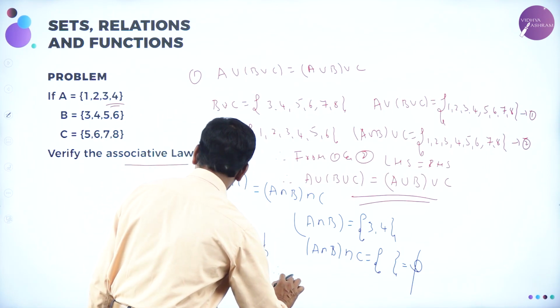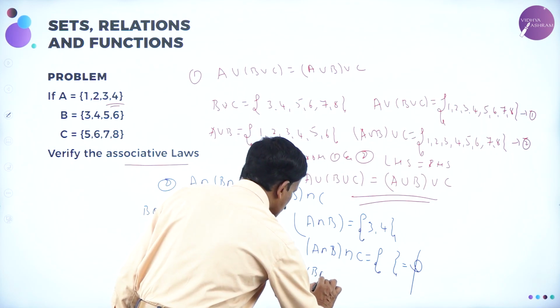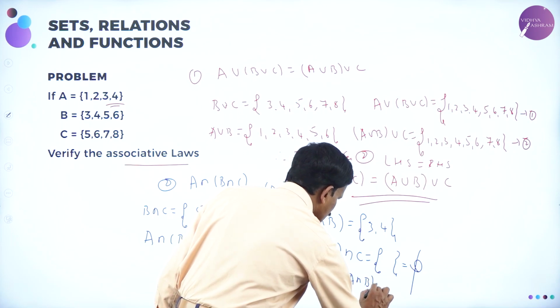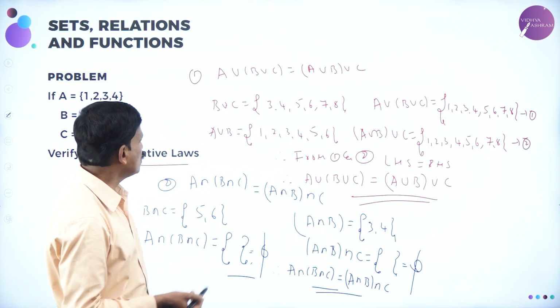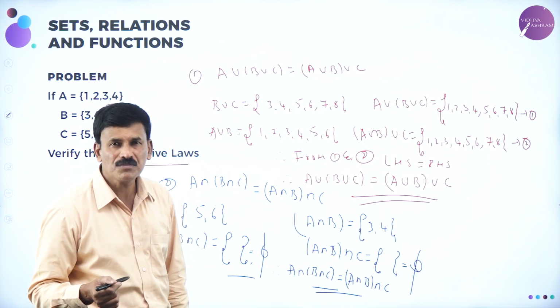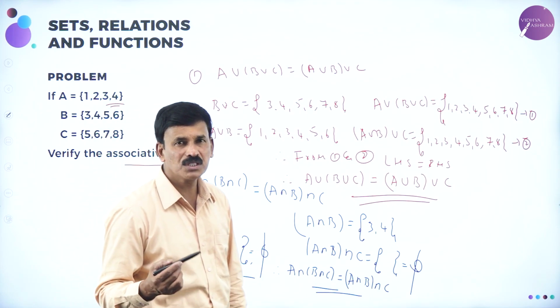Therefore, from 1 and 2 we can say that A intersection B intersection C is equal to A intersection B intersection C, which is a null set. They are equal. That's it. This is called the associative law in case of union of sets and intersection of sets. Very important. You may expect this type of questions for the point of examination.